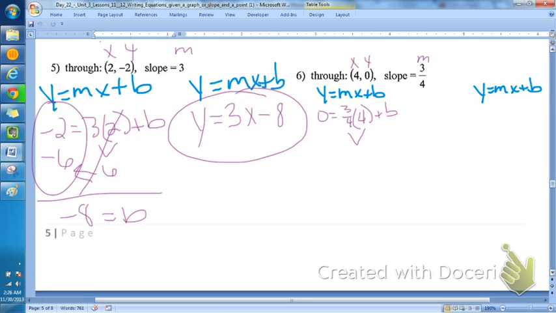Multiply your m and x together. That's a fraction times a whole number, so we need to put a 1 under it. 3 times 4 is 12. 4 times 1 is 4. 12 over 4 reduces to 3.